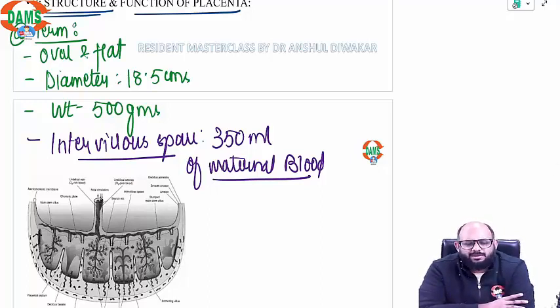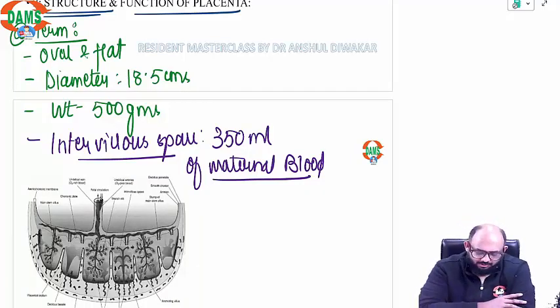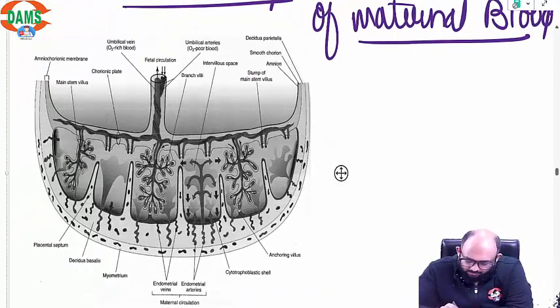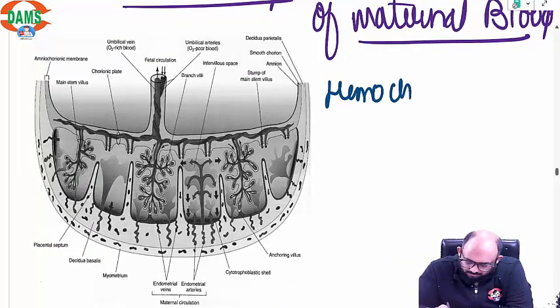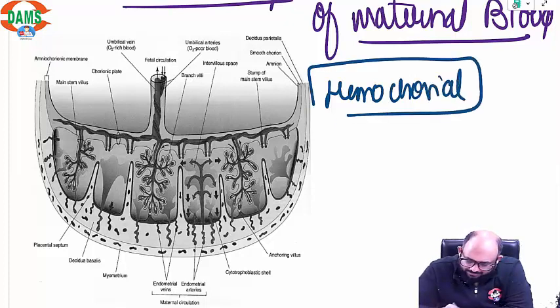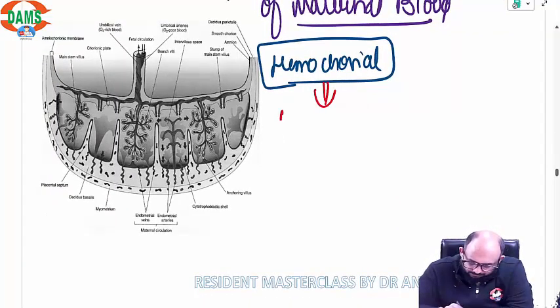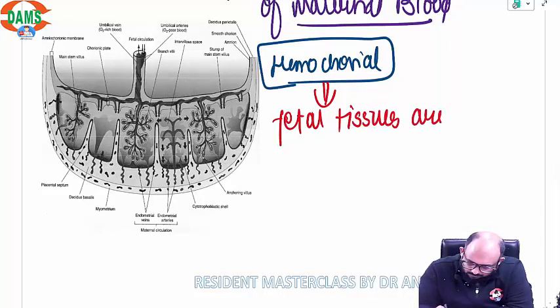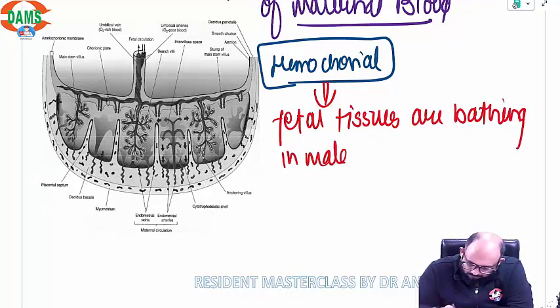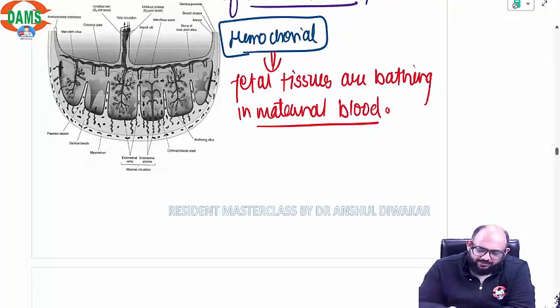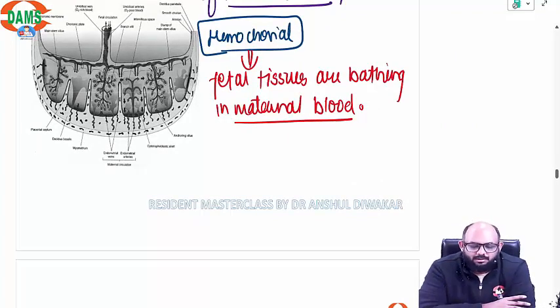Now we know that every species has a different type of placenta. Human placenta is hemochorial in nature. What do you mean by hemochorial? That the fetal tissues are bathing in maternal blood.